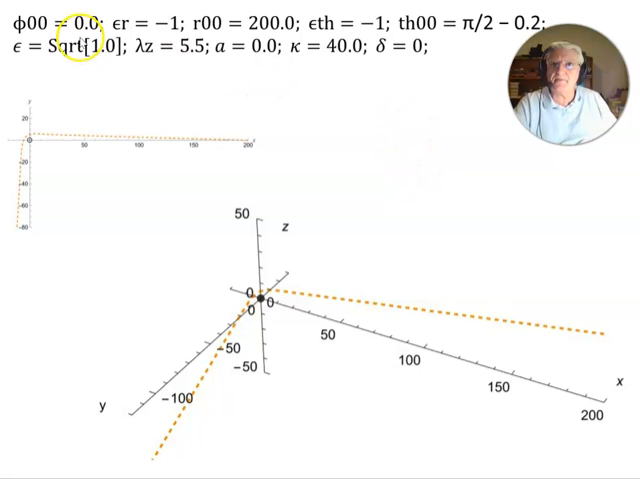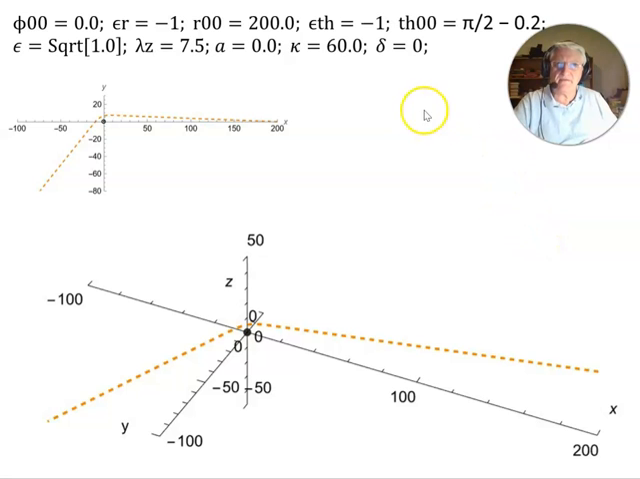A deflection orbit. Okay, starting much further out now, 200 units out. The polar angle is at pi on 2 minus 0.2 radians, so it's not quite the xy plane, it's a little bit above it. Quite high angular momentum, and then you get this deflection orbit. Okay, another example of a deflection orbit. Higher angular momentum. We get this one out here like that.